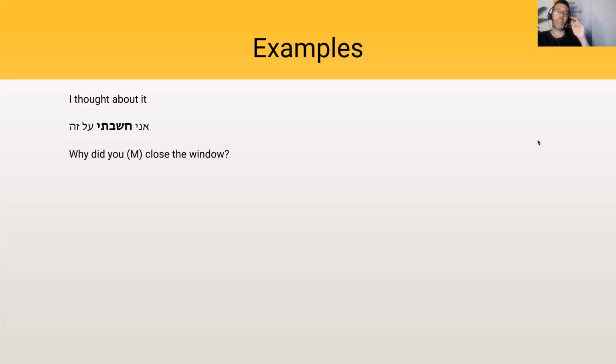Why did you, masculine, close the window? למה אתה סגרת את החלון? Let's say it one more time. למה אתה סגרת את החלון? Nice. Yesterday he went to the beach.